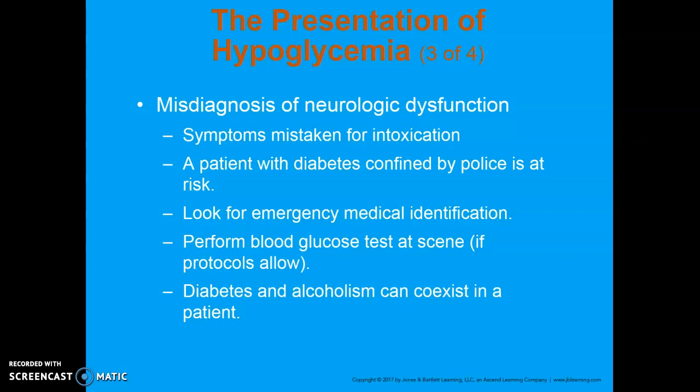The ED will really do more testing, which we can't do. But we need to try and make sure that the patient should go with us rather than with police if they're experiencing a diabetic emergency. And there is certainly potential for diabetes and alcoholism to coexist in the same patient. So yes, they may be drunk, but if their blood sugar is off on top of that, then they're going to act crazy.